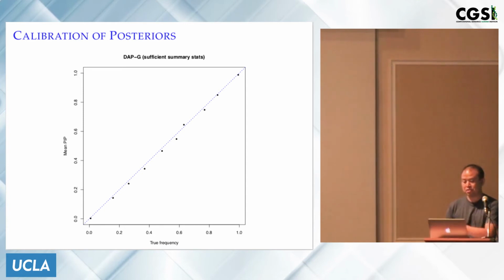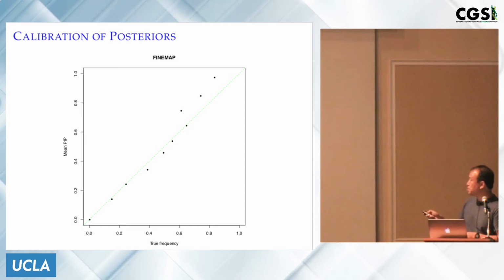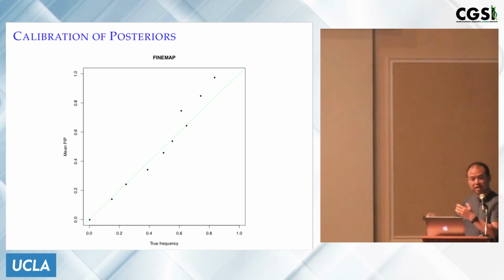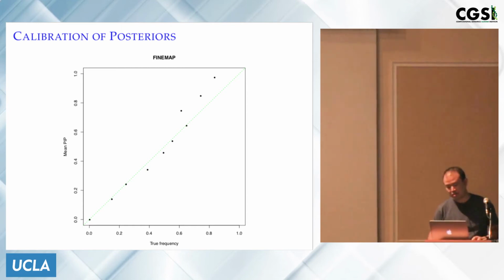This is basically DAP-G using the sufficient summary statistics. This one is DAP-G using the z-score. You see there are a few points off the line, but they're in the conservative direction. And then this is FINEMAP. What happens is you have this counter, kind of a conservative approach. This looks like the SNP is stuck in the MCMC and not moving, and then they artificially get overestimated posteriors. So that's another piece of evidence.